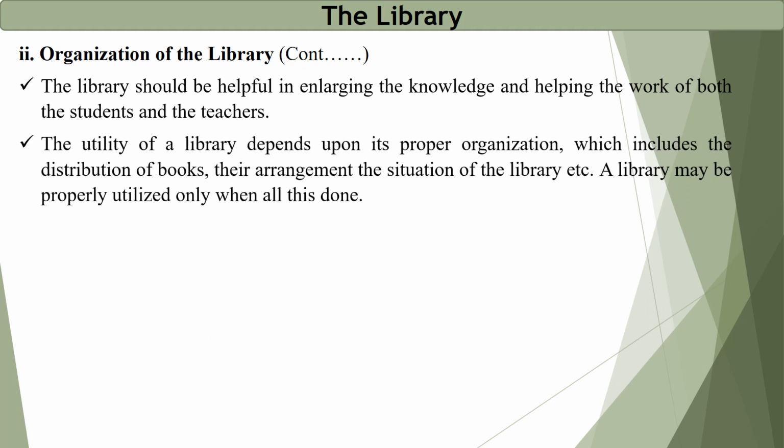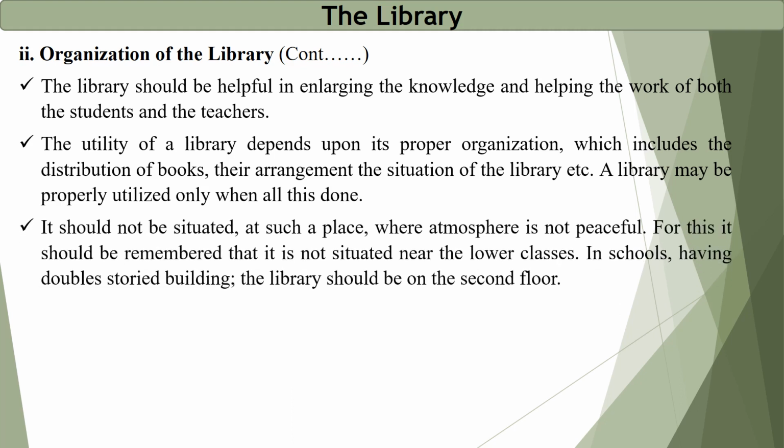The utility of library depends upon its proper organization, which includes the distribution of books, their arrangements, and the situation of the library. A library may be properly utilized only when all this is done. It should not be situated at such a place where the atmosphere is not peaceful. For this, it should be remembered that it is not situated near the lower classes. In schools having double-storied buildings, the library should be on the second floor.